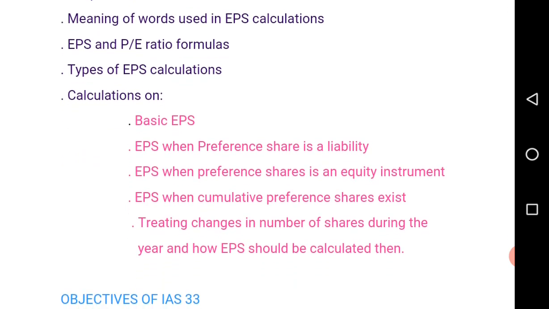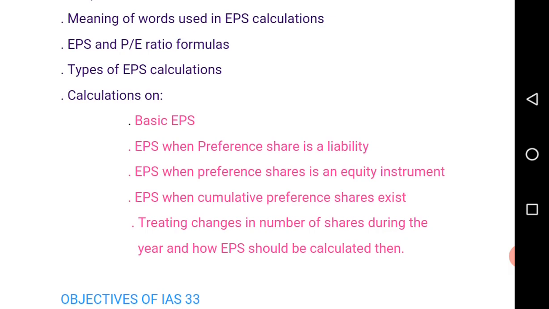Then the final one we have here is treating changes in number of shares during the year and how EPS should be calculated then. Now the last point talks about when there is new issuance of shares by the company quoted on the stock exchange.